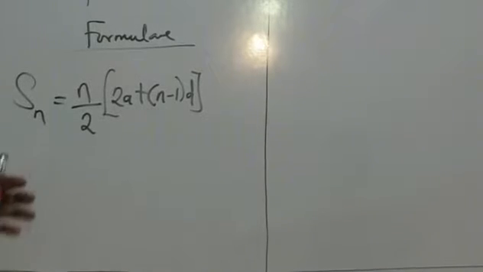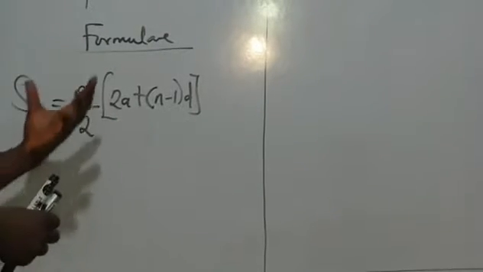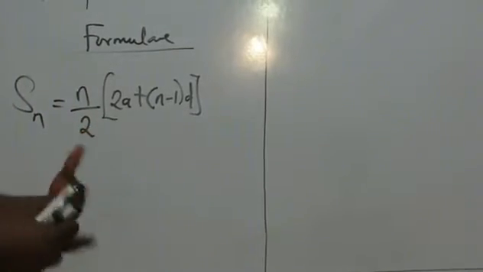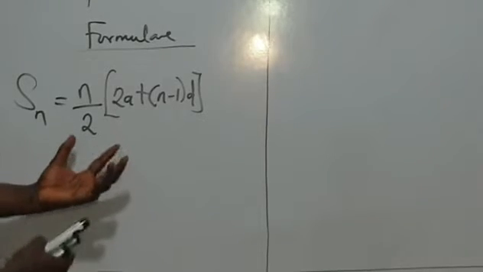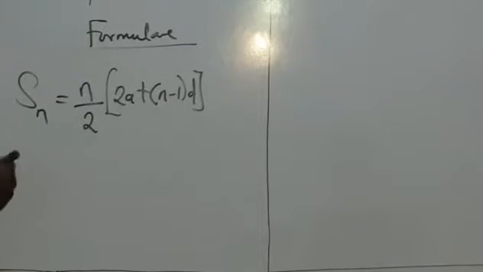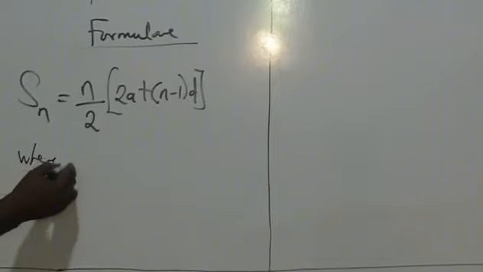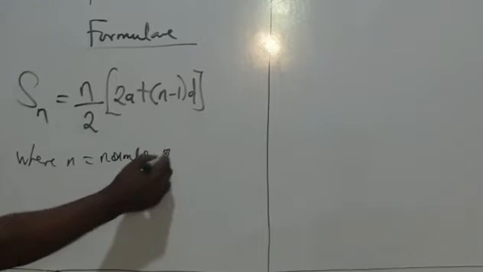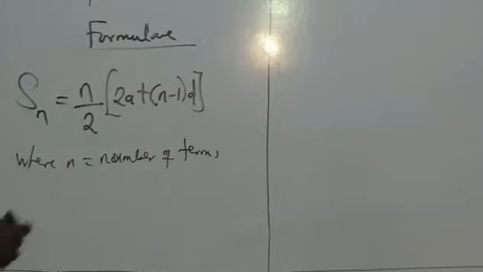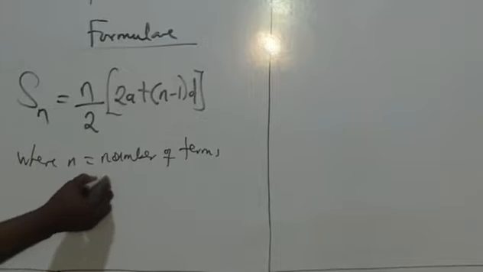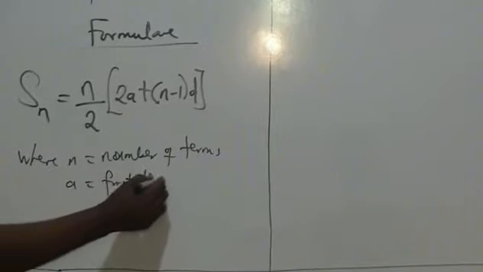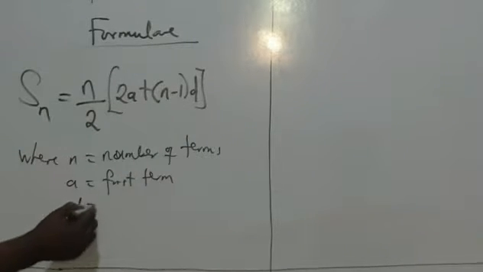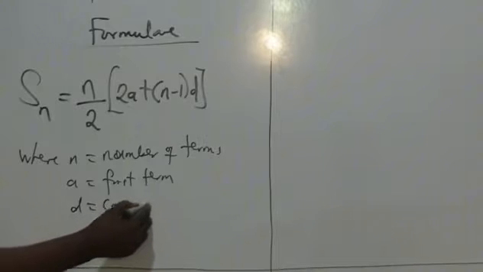When you have to find the sum of an AP, find the first something, find the n terms, the sum of n terms of an AP. This is what we're going to look at. The n here, where n is what? Number of terms. Number of what? Number of terms in that AP. And a is the first term. d is the common difference. Common difference.